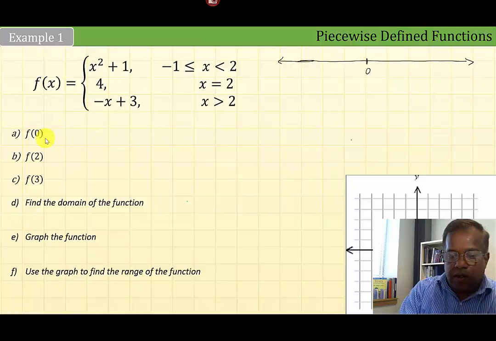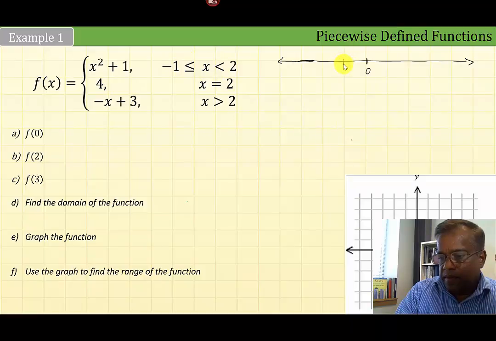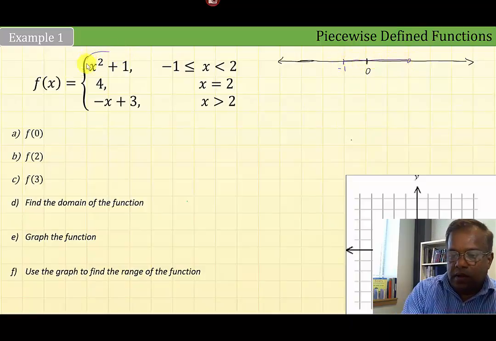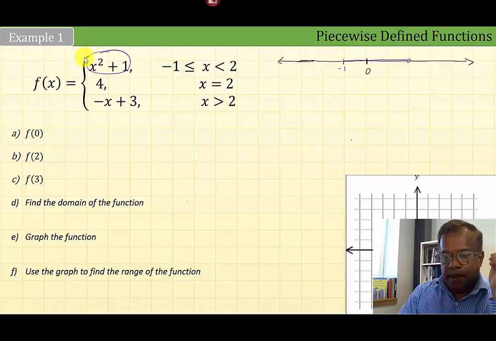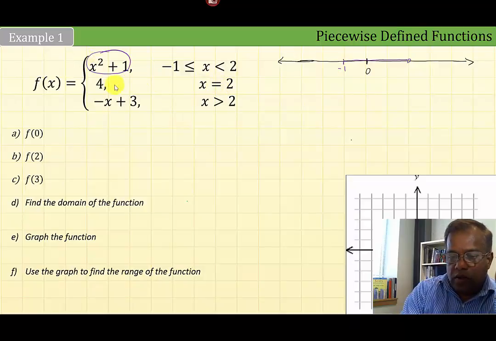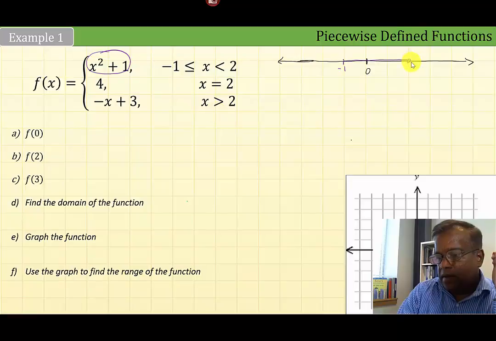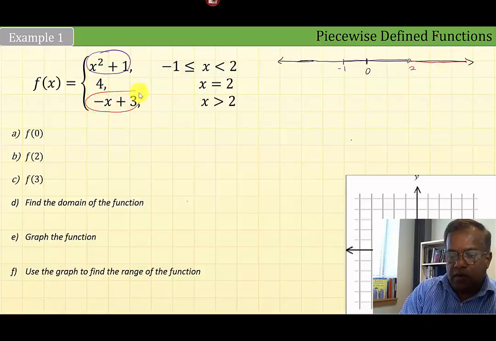So before I read this one, let me explain over here. So here in this interval, when x is from -1 up to 2, in this interval, the rule is this one. At exactly 2, the rule is 4. When x is greater than 2, that means after 2, the rule is this one.